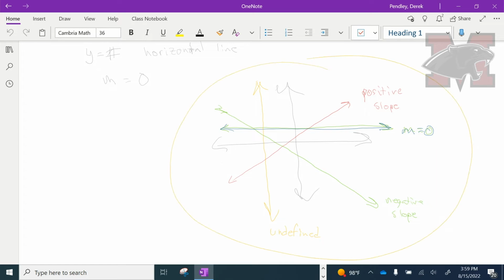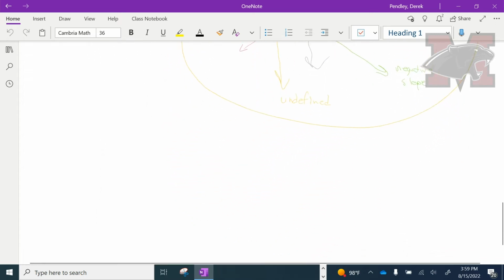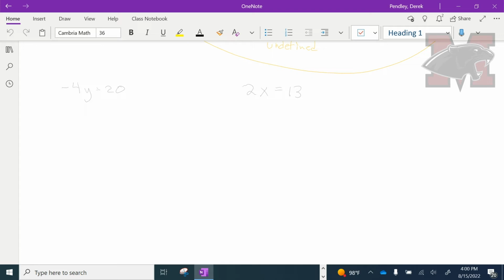Okay? All right, so what I would like you to do is now practice graphing some horizontal and vertical lines. I'm going to give you some time to work on this. Graph these two lines. One of them is going to be a vertical line, one's going to be a horizontal line. And identify the slope as well. Okay? So refer back to your notes. Take some time. Go ahead and work on those now.